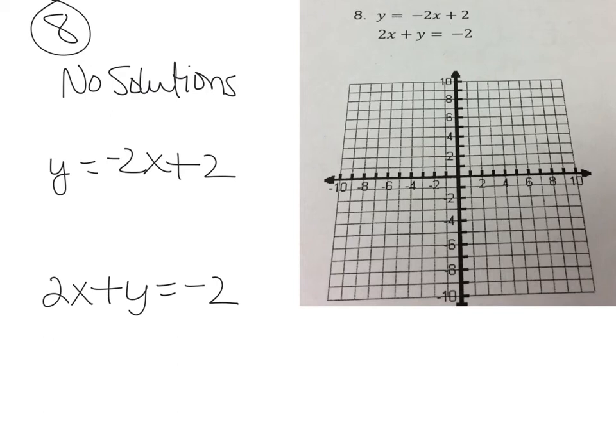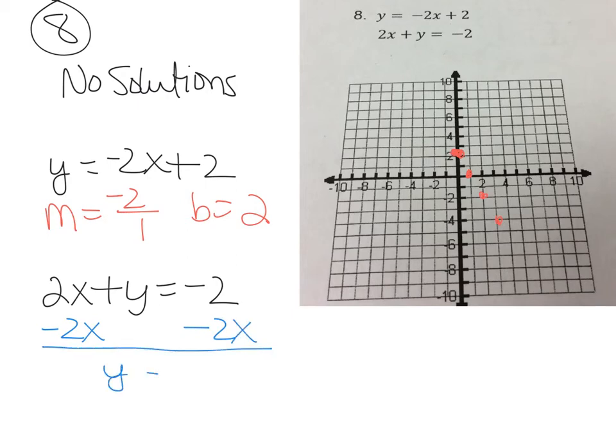First equation, y equals negative 2x plus 2, is already in slope-intercept form. So the slope is negative 2/1, and the y-intercept is 2. So I'm going to go up to 2 and put a point, and then my slope is negative 2/1, so I'm going to go down 2, right 1, down 2, right 1, down 2, right 1. On the second equation, it's not quite in slope-intercept form, so I'm going to subtract 2x from both sides.